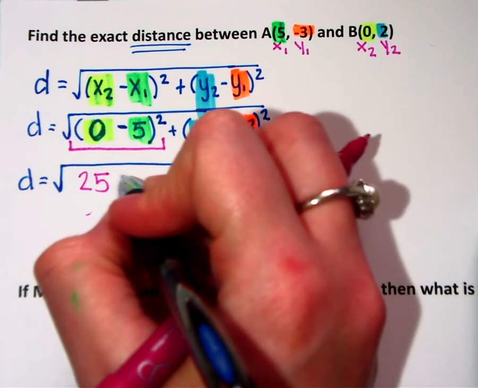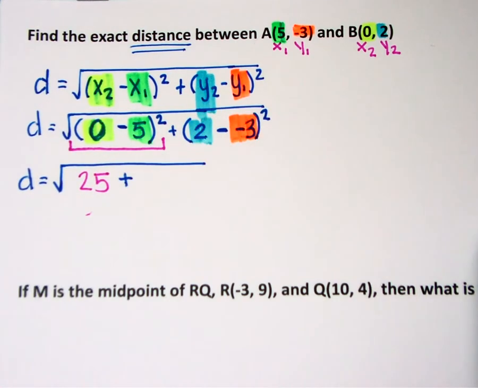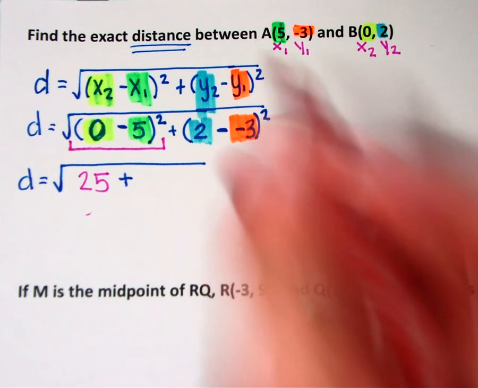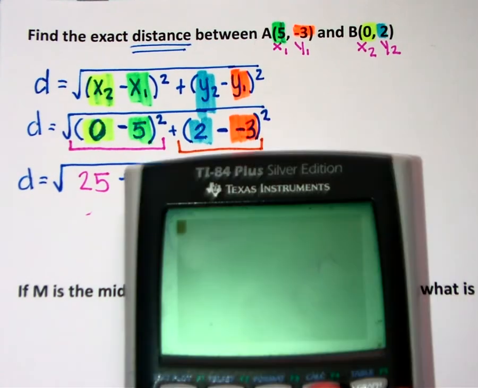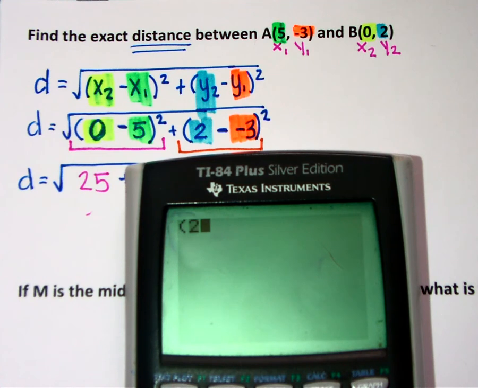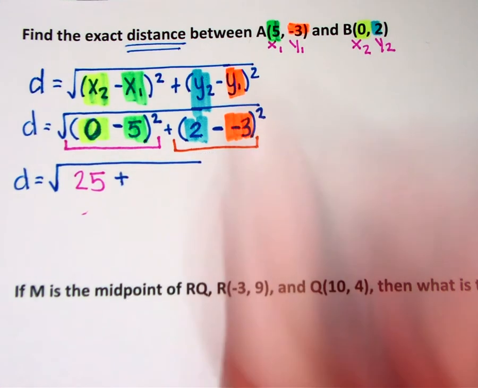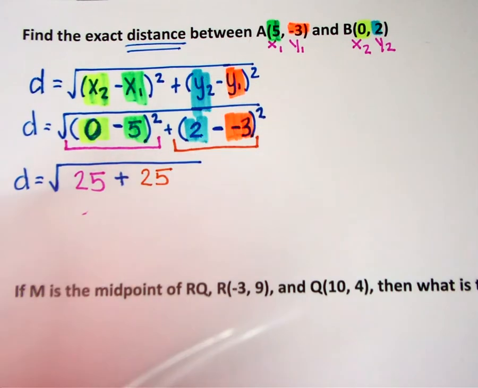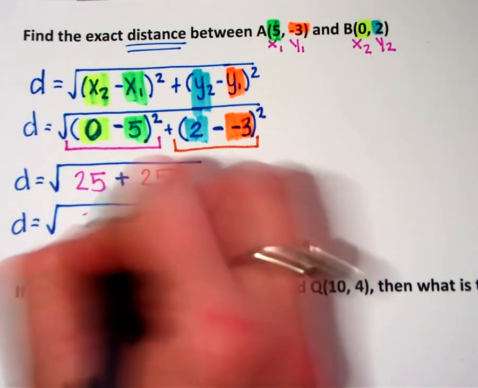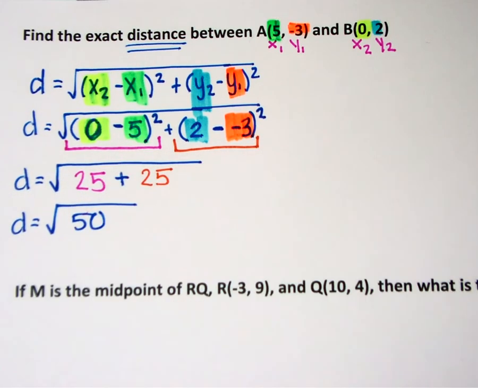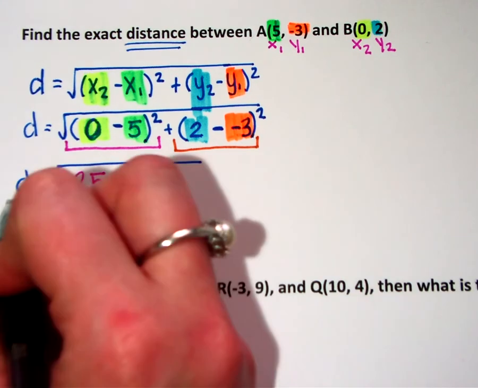So I'm going to write 25 here. I'm going to bring down the plus, and then simplify the next set. If you do it in sections, it's going to be a little easier for you, especially if you are unsure of how to type it in. So I'm going to do parenthesis, 2 minus -3, close parenthesis, square, and we get 25 again. So I'm going to bring this down and write 25. From here, I'm going to simplify under the square root. 25 plus 25 is 50. Now, when we do the square root of 50, we get a decimal. So we're just going to leave it as the square root of 50 for our distance.